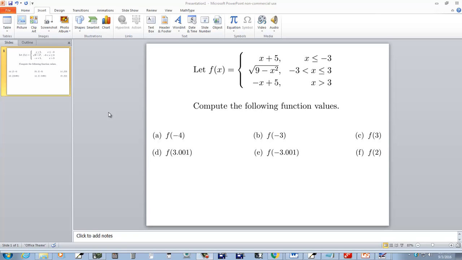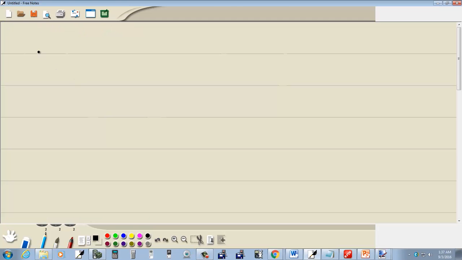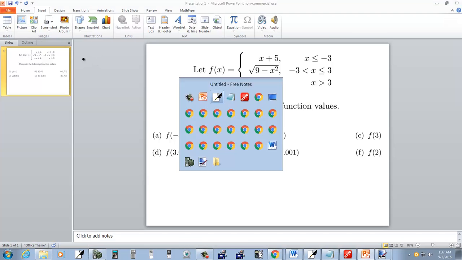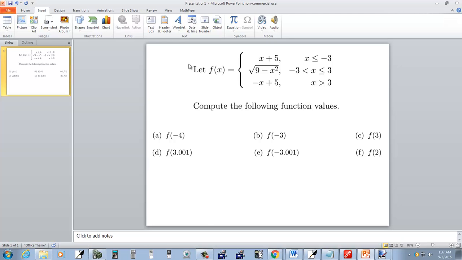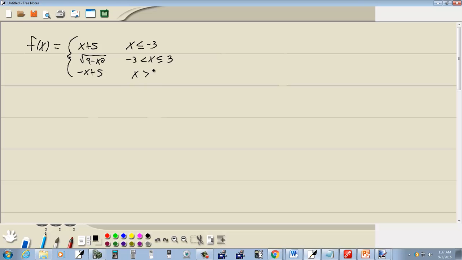Let's take a look at this problem. We've got f of x is equal to, this is a piecewise function, x plus 5, square root of 9 minus x squared, negative x plus 5. This is when x is less than or equal to negative 3, and this is when negative 3 is less than x, less than or equal to positive 3. And this is when x is greater than 3.